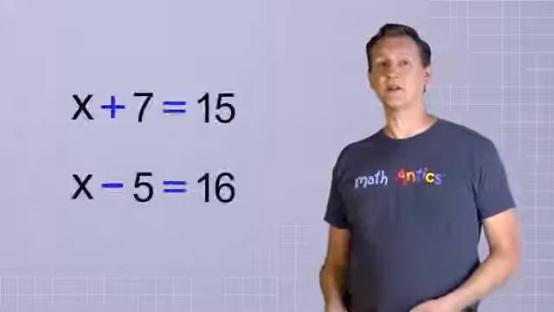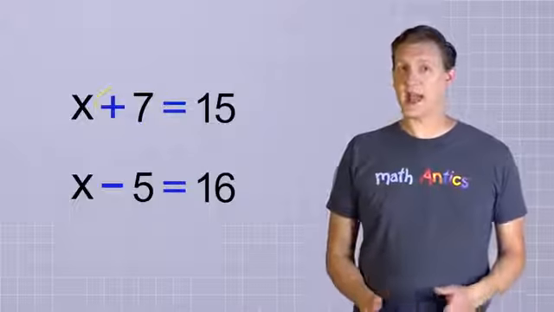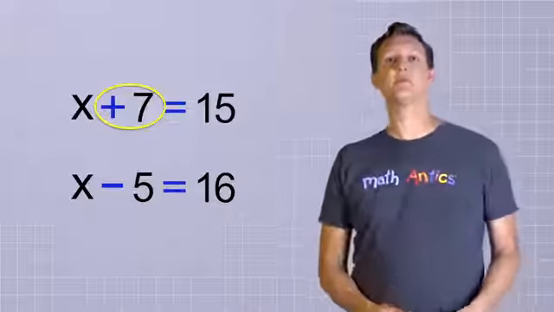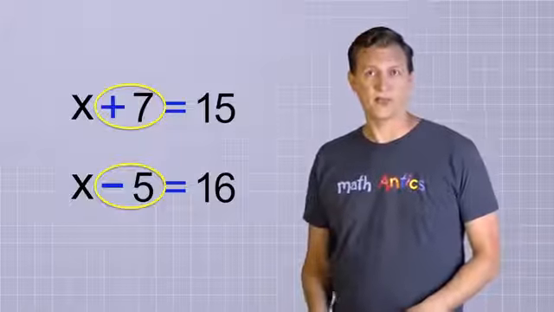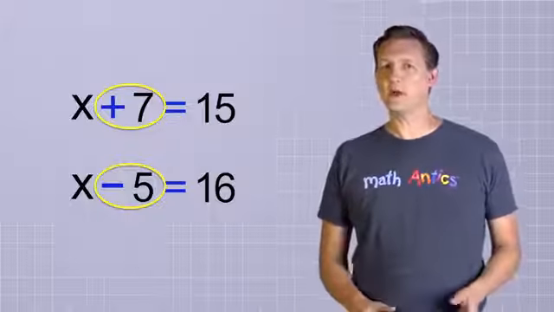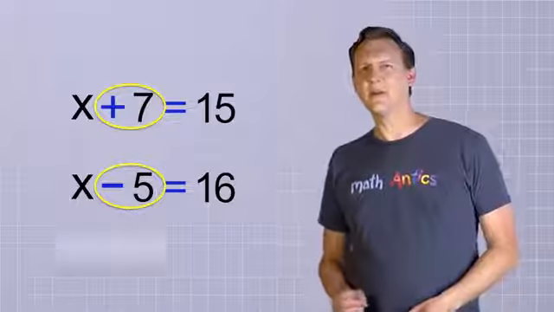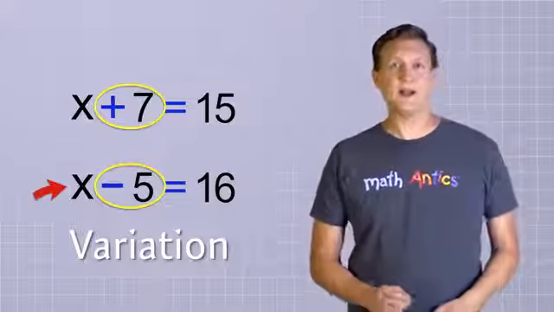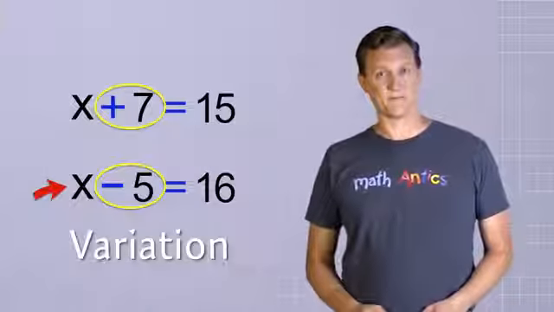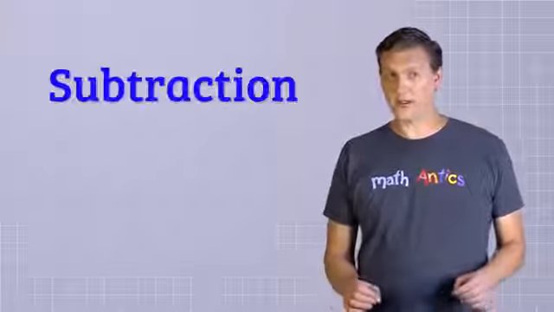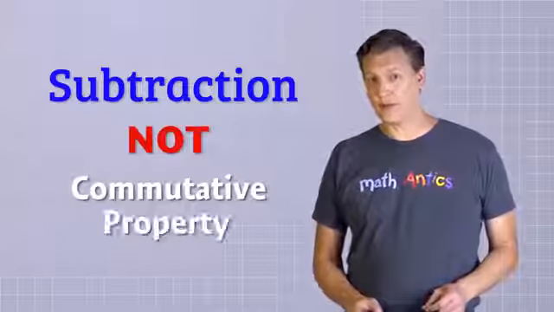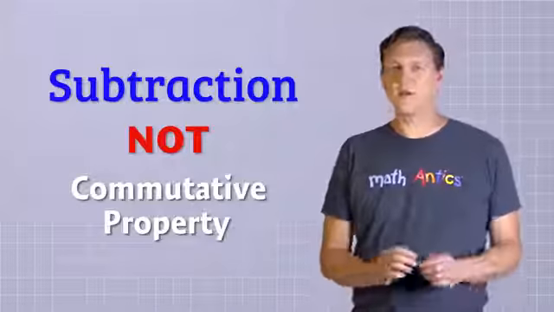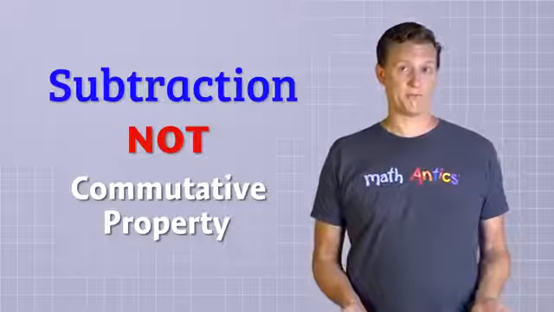Okay, so now you know how to solve very simple equations like these, where something is being added to an unknown or something's being subtracted from an unknown. But before you try practicing on your own, I want to show you a tricky variation of the subtraction problem that confuses a lot of students. Do you remember how subtraction does not have the commutative property? If you switch the order of a subtraction, it's a different problem.